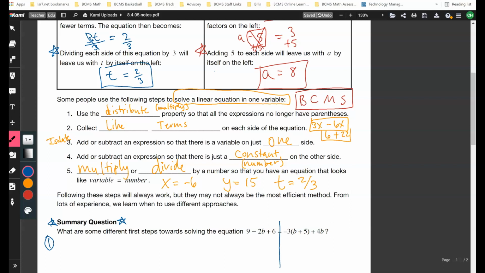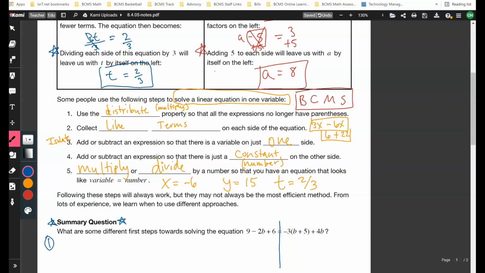If I draw a line down the equation here, the equal sign, if 9 minus 2b plus 6 is supposed to be equal to -3 times the quantity, we're multiplying what's in parentheses here, times the quantity of b plus 5 plus 4b, there's multiple ways that I could go about trying to solve this, okay?